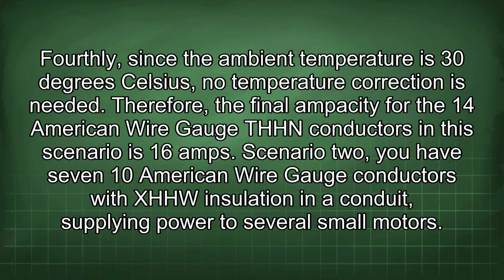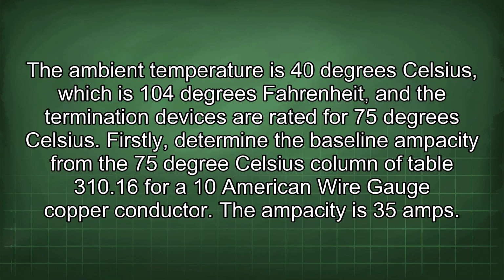Scenario 2. You have 10 American wire gauge conductors with XHHW insulation in a conduit, supplying power to several small motors. The ambient temperature is 40 degrees Celsius, which is 104 degrees Fahrenheit, and the termination devices are rated for 75 degrees Celsius. Firstly, determine the baseline ampacity from the 75 degrees Celsius column of Table 310.16 for a 10 American wire gauge copper conductor. The ampacity is 35 amps.